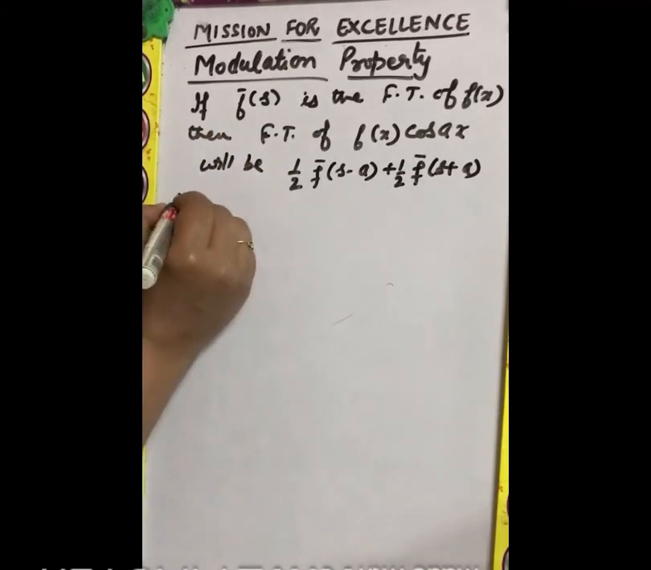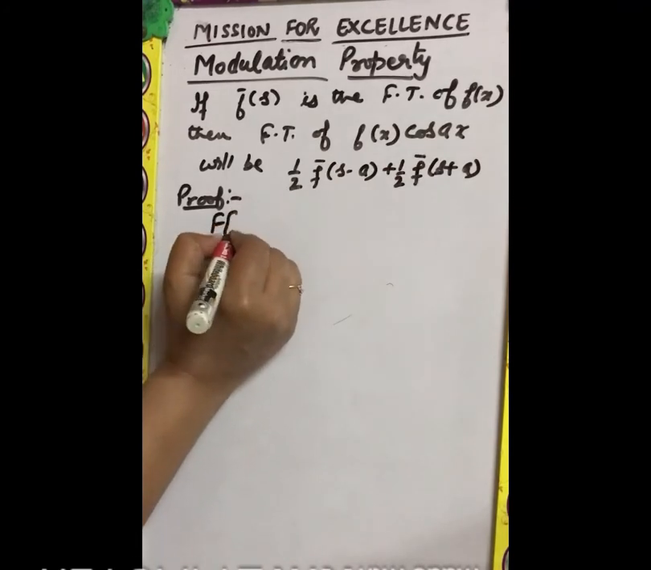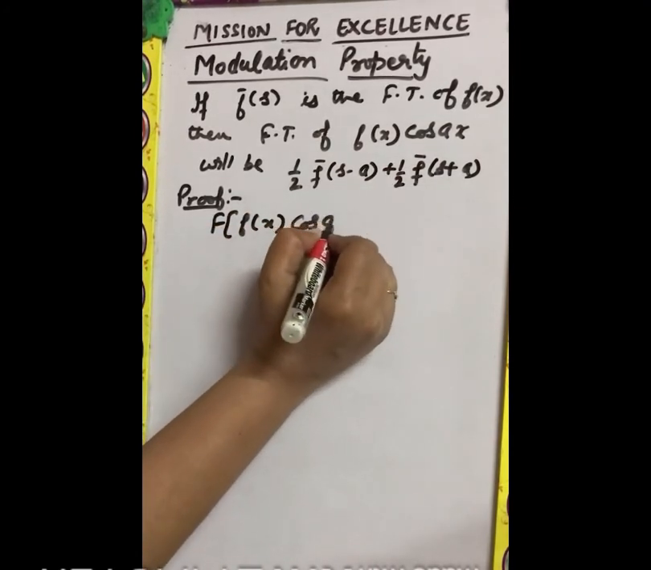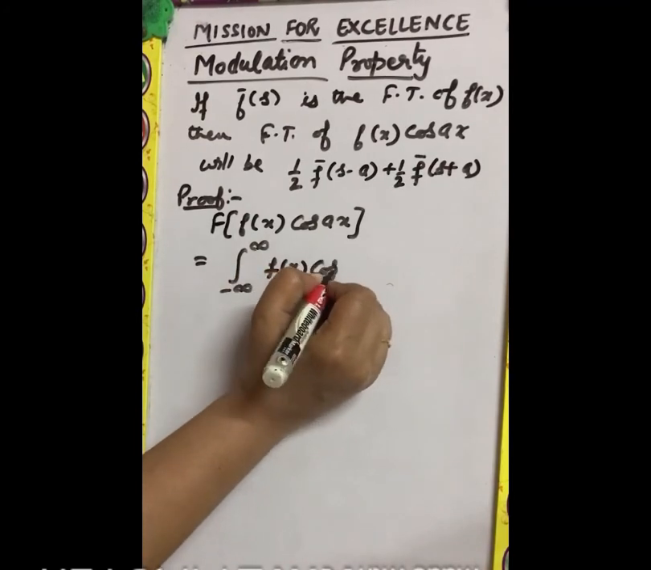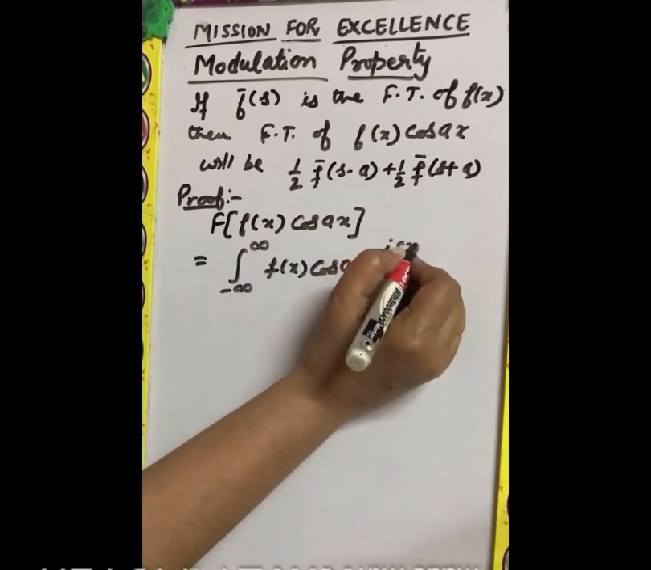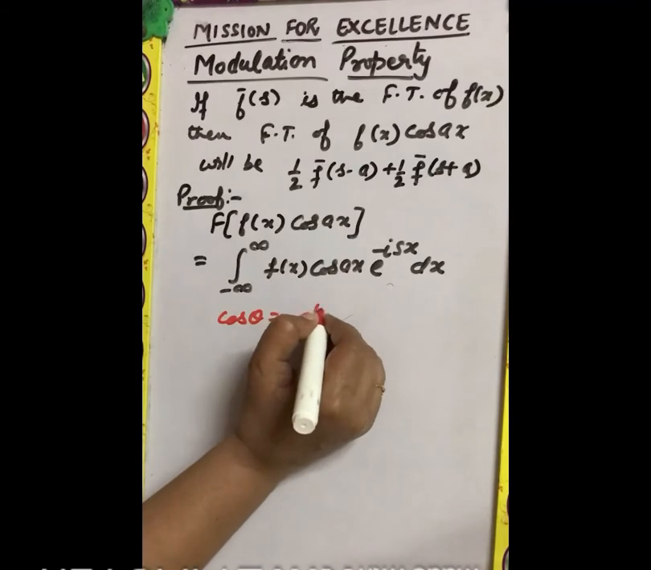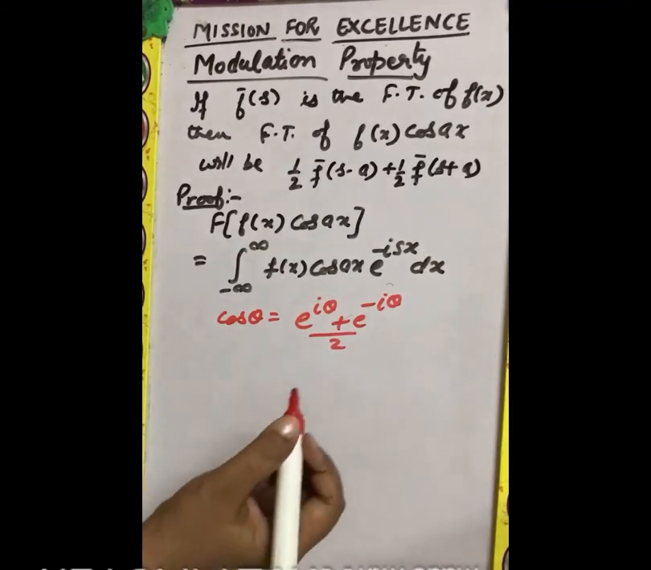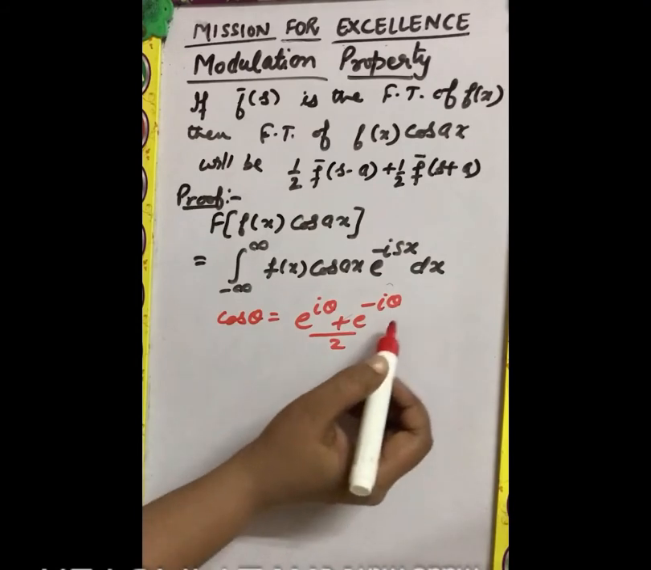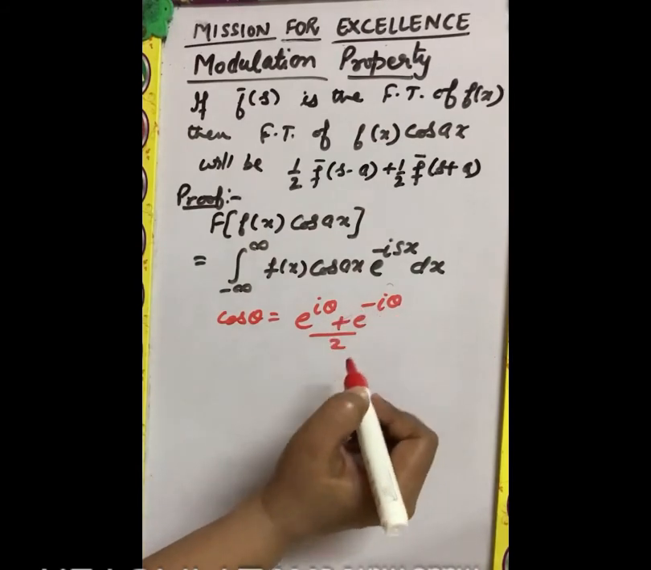So now let us prove it. By the main definition, we take the Fourier transform of this function. The Fourier transform of f of x cos ax will be equal to the integral from minus infinity to infinity of f of x cos ax e raised to power minus iota sx dx. Now as we all know the formula, cos theta will be equal to e raised to power iota theta plus e raised to power minus iota theta, divided by 2. This is the formula which we get from complex numbers. So we use this formula, and replace the value of cos ax by e raised to power iota ax plus e raised to power minus iota ax, divided by 2.